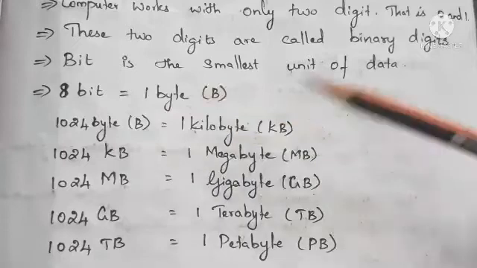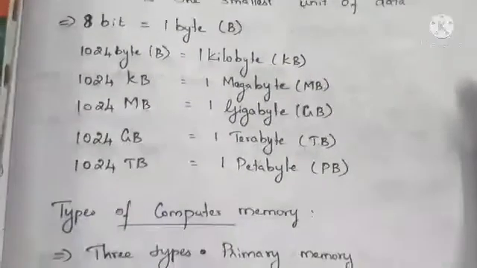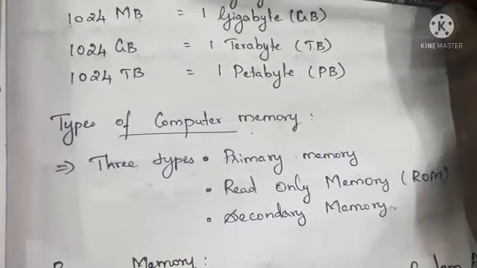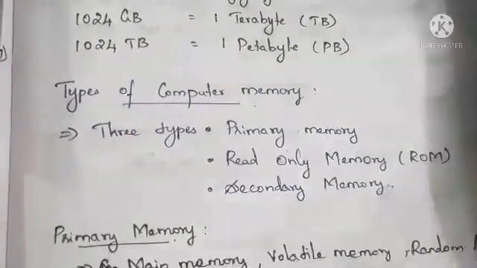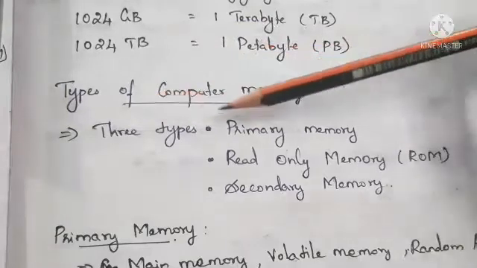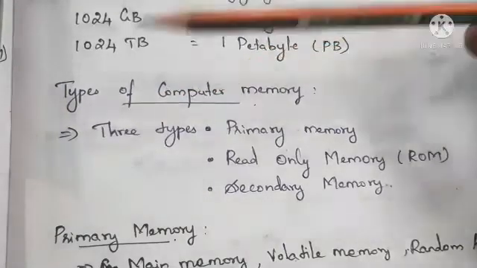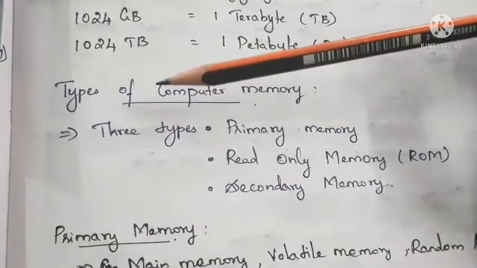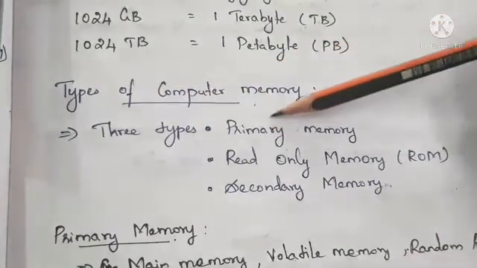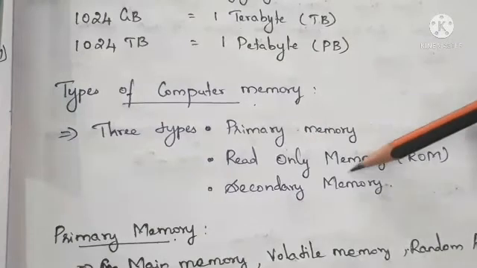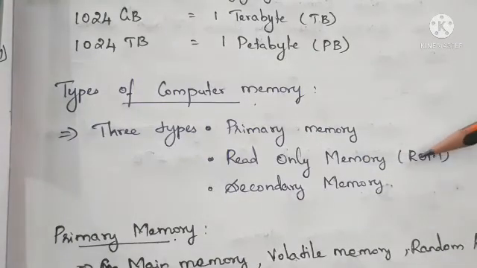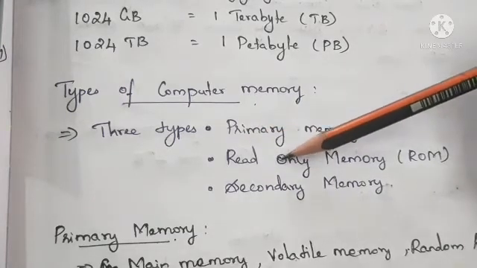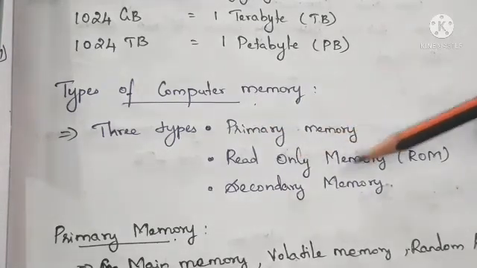Next topic, we learned about types of computer memory. How many types of computer memory are there? Yes, there are 3 types. Don't forget how many types. What are the 3 types? Primary memory, read-only memory, otherwise called ROM: R from the first letter of read, O from only, and M capital letter from memory.